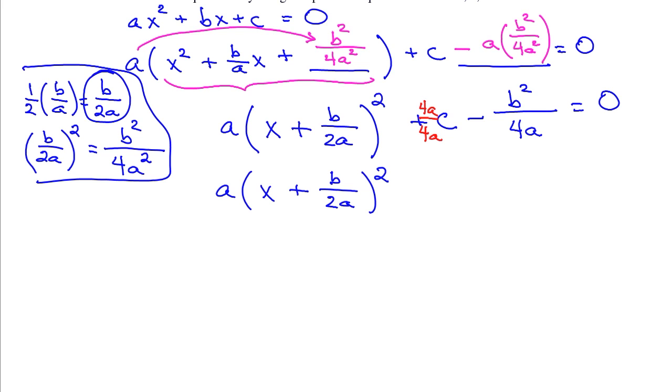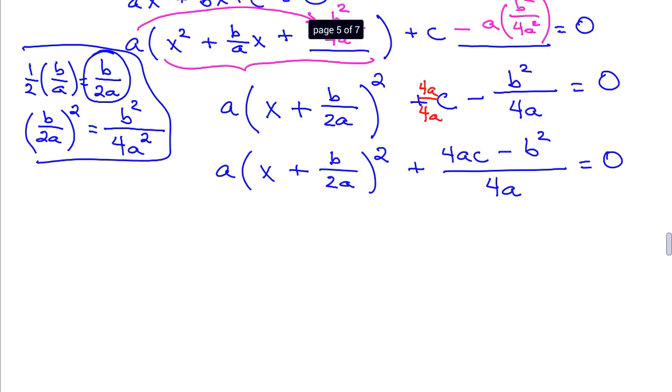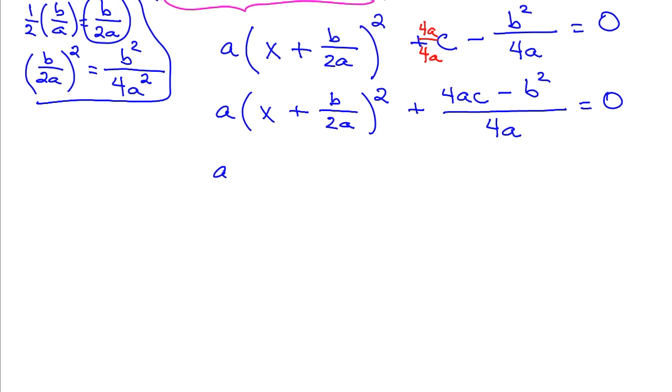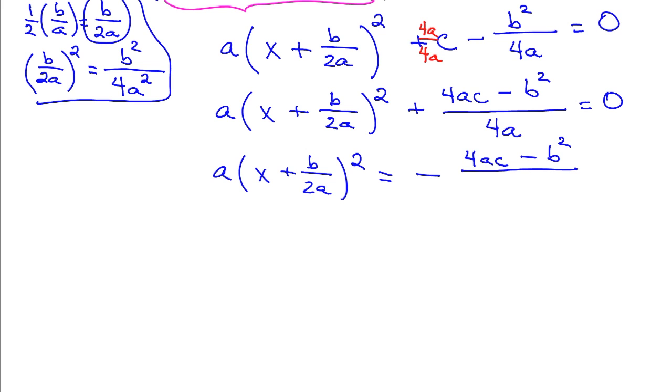And so that gives me plus 4ac, and then the common denominator is 4a. Of course, the b squared over 4a already has the 4a, so it doesn't need anything. Next, I'm going to move the constant term to the right side. So it goes over as a negative. 4ac minus b squared over 4a.